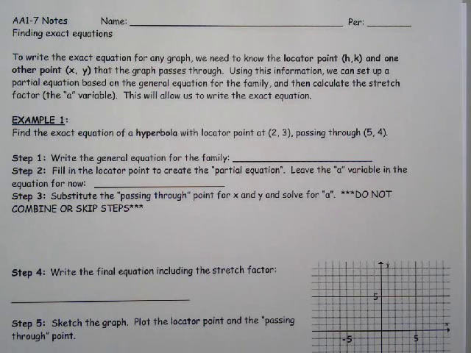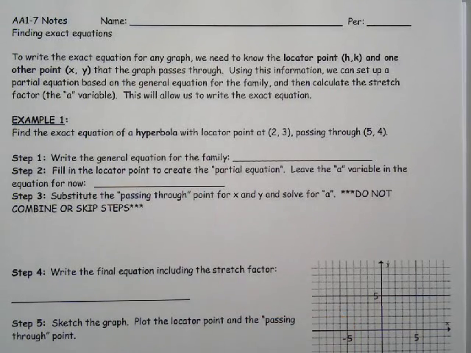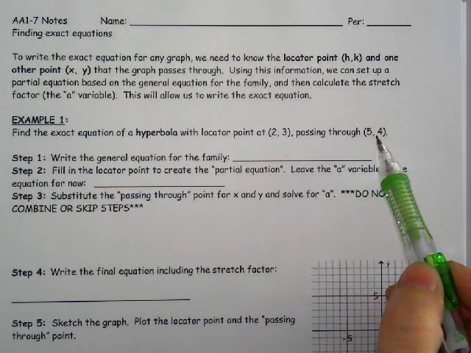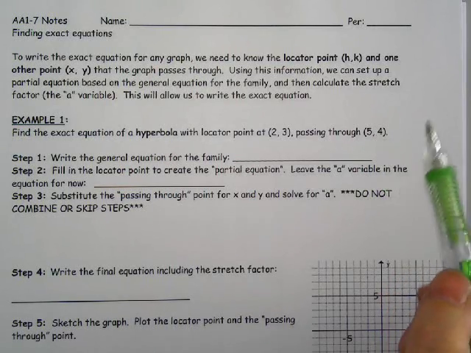Then we're finding the exact equation. The whole thing that we're doing is plugging in what we know and solving for what we don't. So in these, we are given an HK, a locator point, and the type of equation. This particular one in the example is a hyperbola. And then we're given what's called a passing through point, or just any point on the graph.